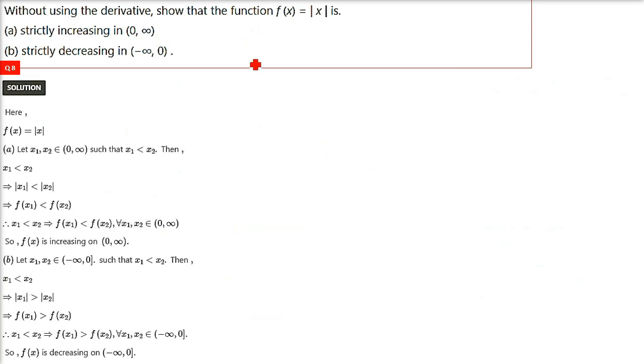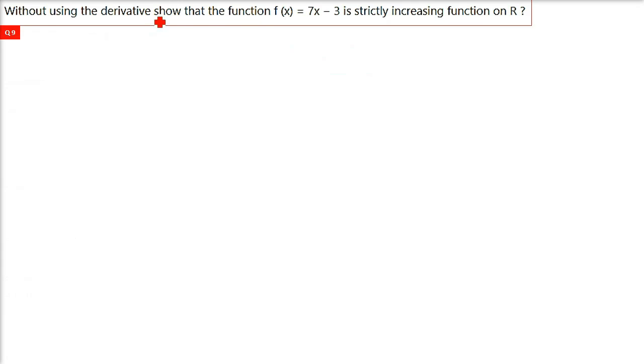Now how are you going to write about it? There are mathematical symbols that you have to use, that I highlighted here. You have to show the examiner. This is what you have to do. Without using the derivative, show that the function f(x) equal to 7x minus 3 is a strictly increasing function on R. What is R? R is the real numbers. Again I am saying, real numbers mean what? From negative infinity to infinity, you have to take negative numbers also and positive numbers also.